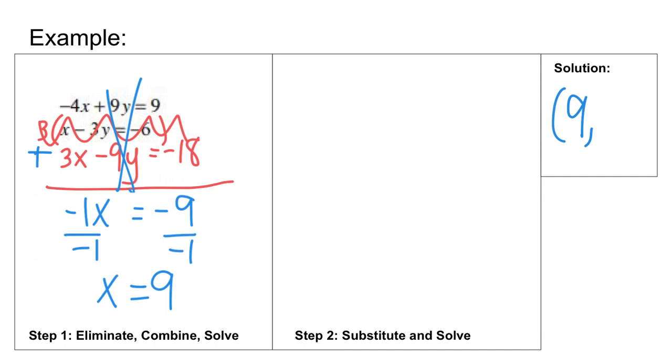Now, once I know what x is, I can turn around and solve for y by substituting that 9 in for x in one of the original equations. I'm going to sub it into that second one. So 9 minus 3y equals negative 6. So I just took the x out, put 9 in its spot.